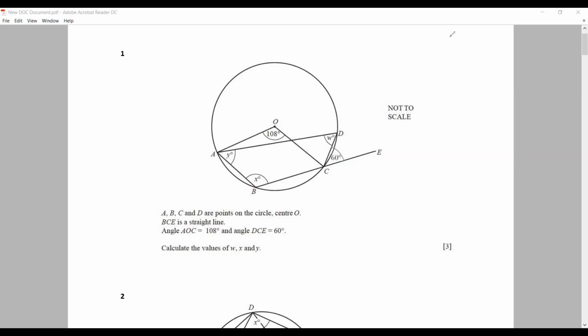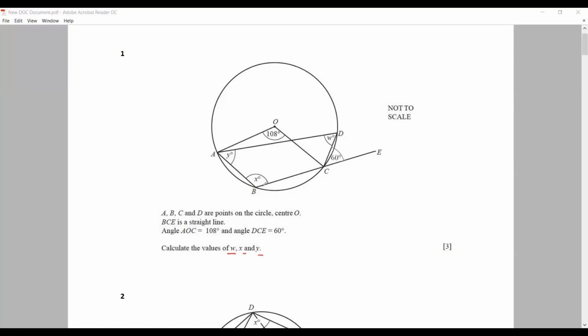We're given a figure and told the points A, B, C, and D are points on the circle. That means the quadrilateral formed by them is a cyclic quadrilateral, right? And the opposite angles are supplementary. BCE is a straight line, all right? Angle AOC is 108 degrees and angle DCE is 60 degrees, as you can see on the figure. Calculate the value of W, X, and Y.